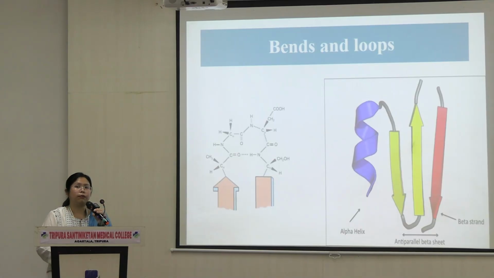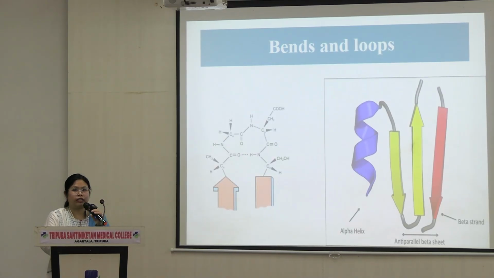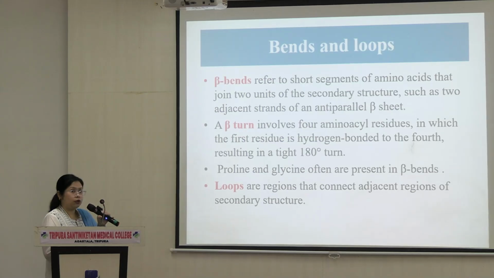The important thing about the bends, beta bends or beta turns, is that the first peptide bond and the last peptide bond of the 4 amino acids have a hydrogen bond linking these two. And this is quite strong, due to which there is a 180-degree turn. Therefore, the other beta pleated sheet becomes reversed. It reverses. So you see it's going this side, this is going that side, like these. So these are all bends. Okay, loops I already told you.